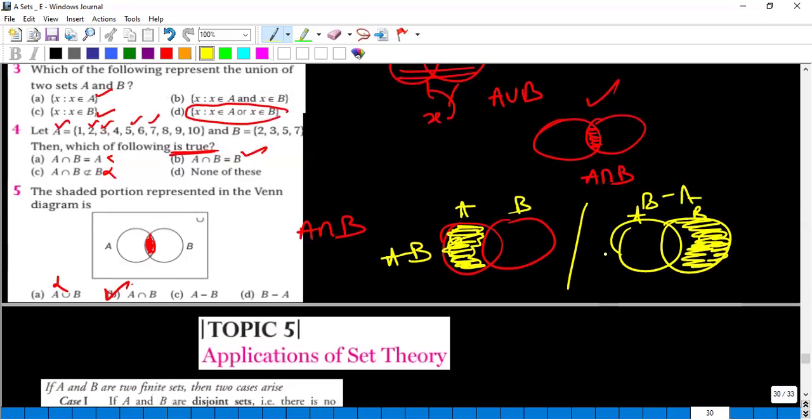And there is a last topic, application of set theory. About application of set theory, we will discuss in the next session because that is very important. The video is already lengthy.